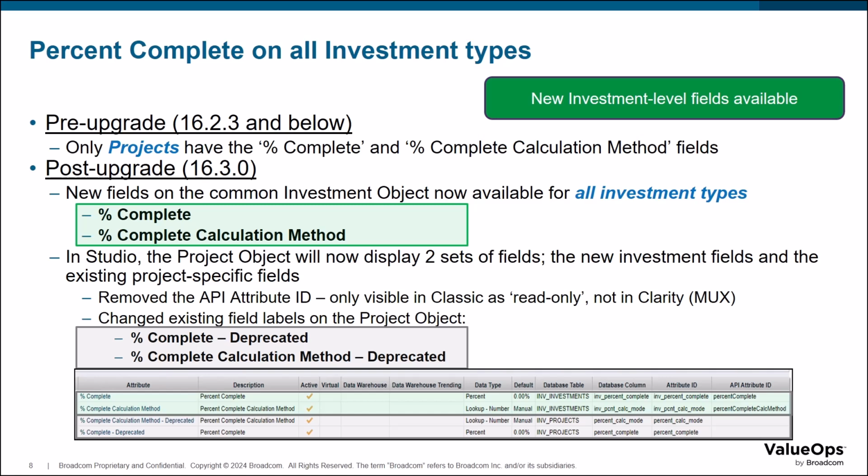After the upgrade, the existing project-specific fields are being deprecated. They will remain in the system and only show in Classic as read-only. The deprecated fields will no longer show up in the new user experience.